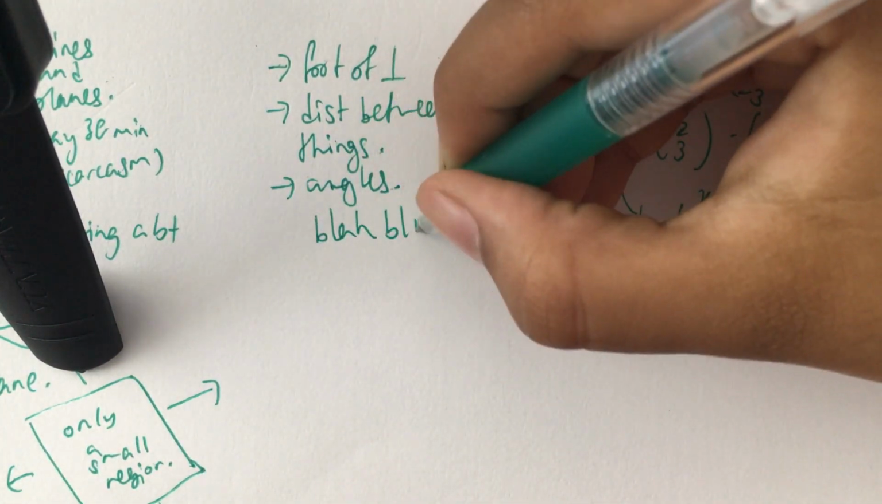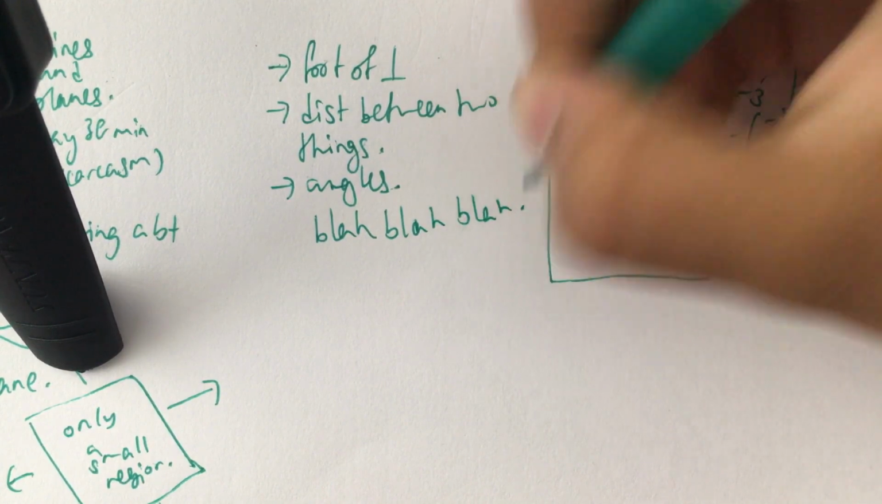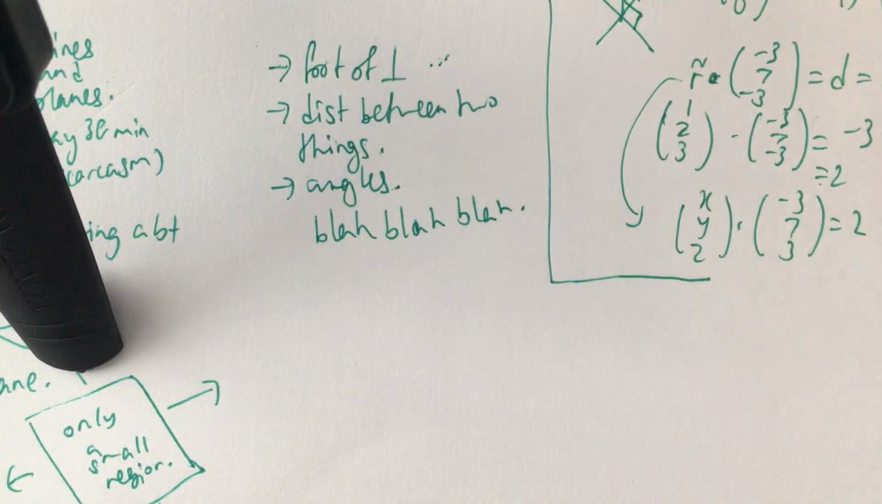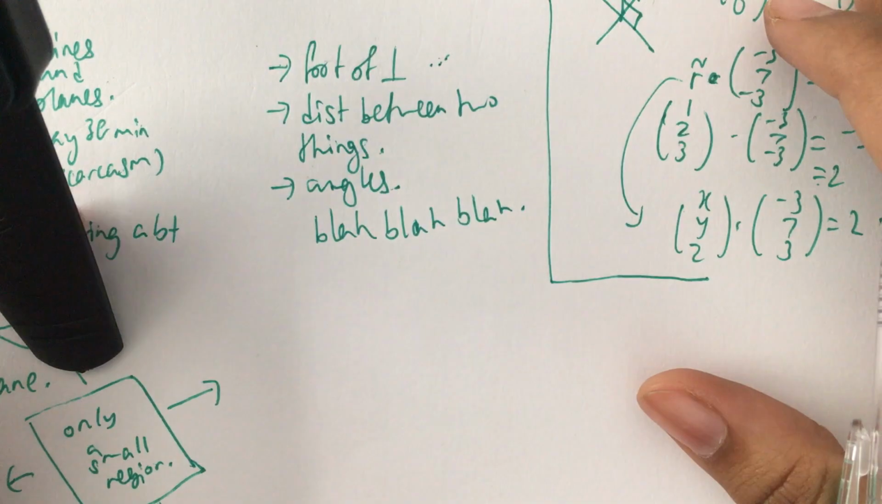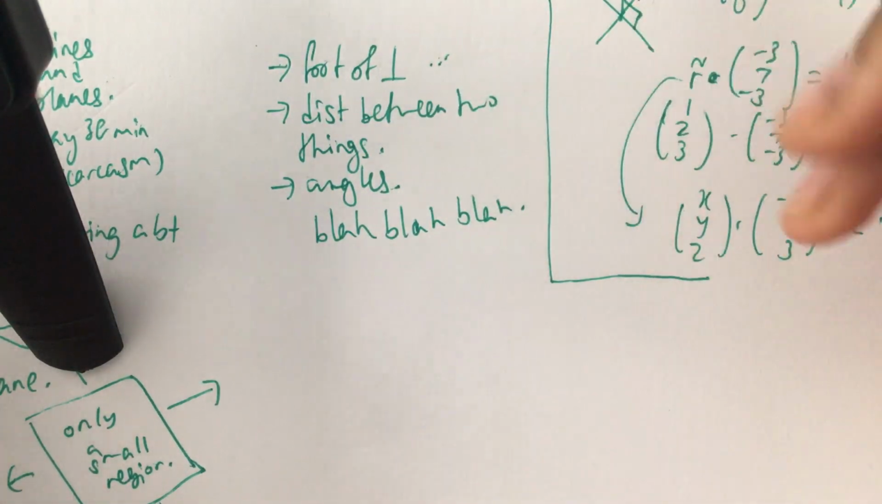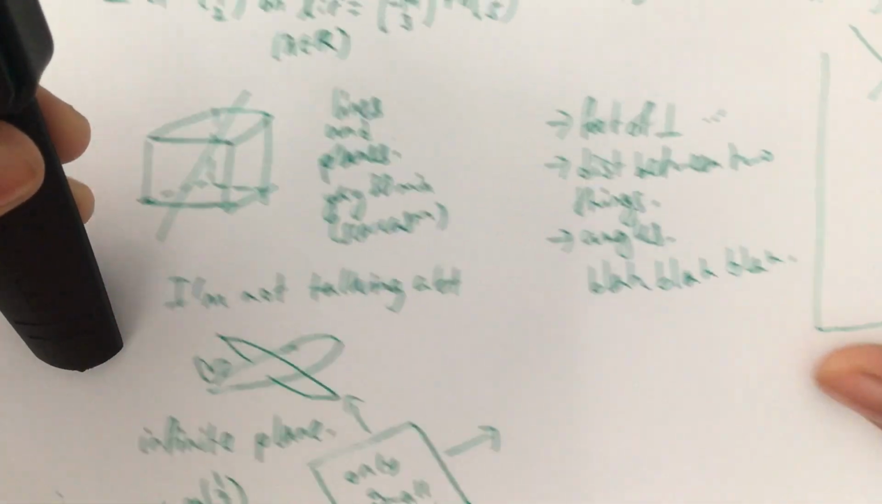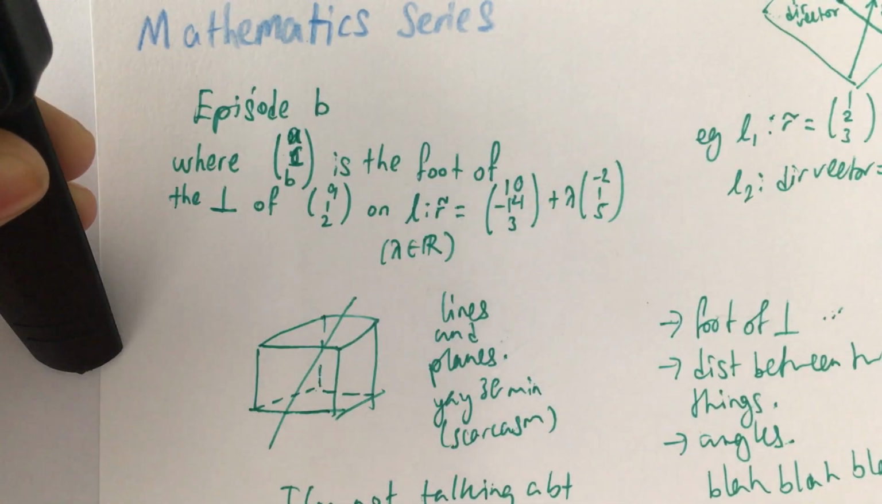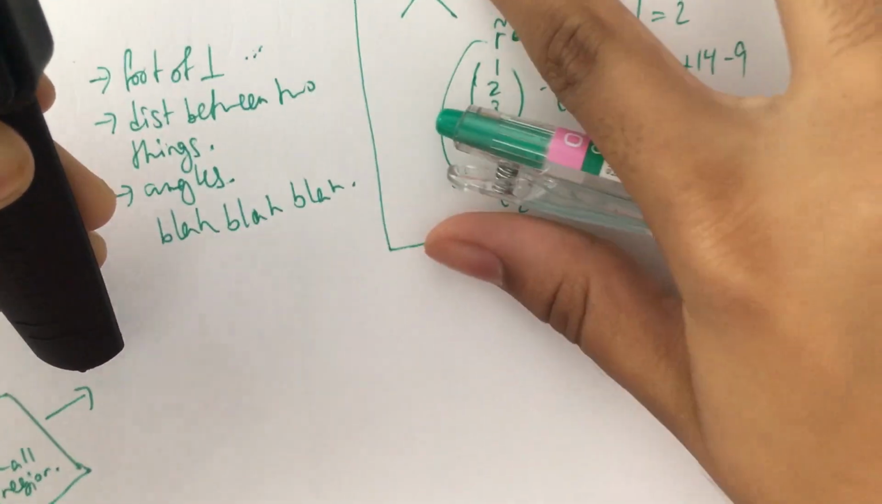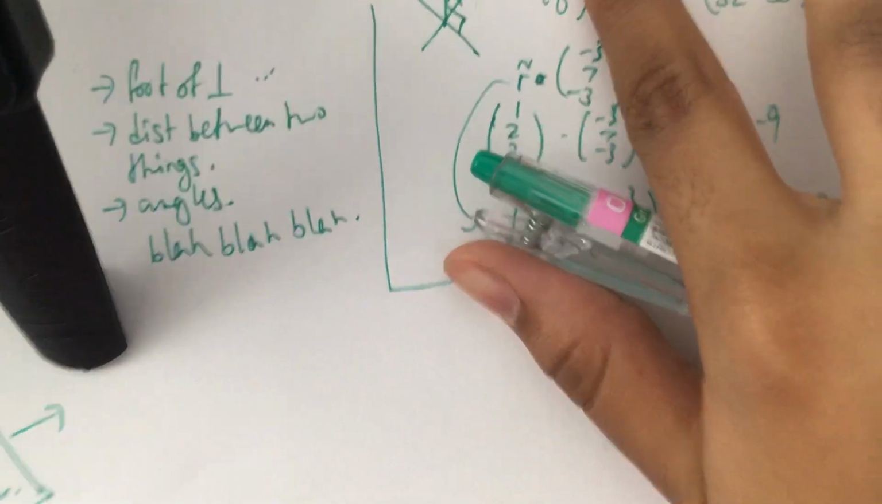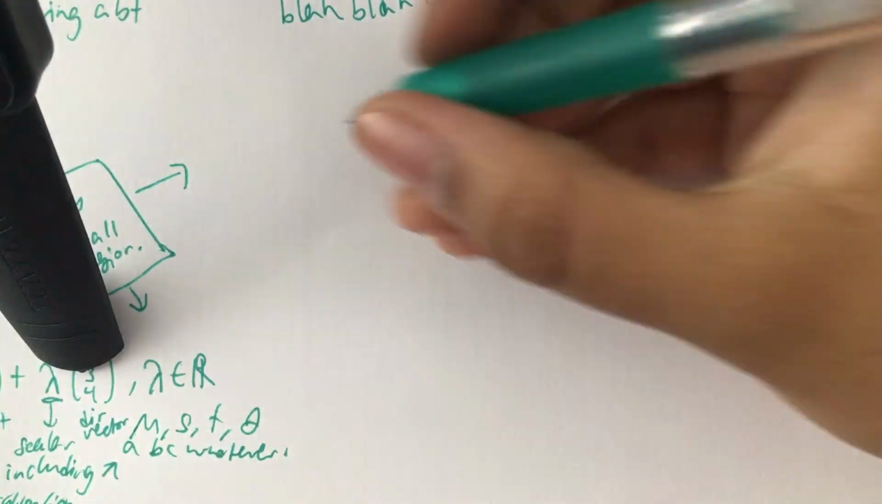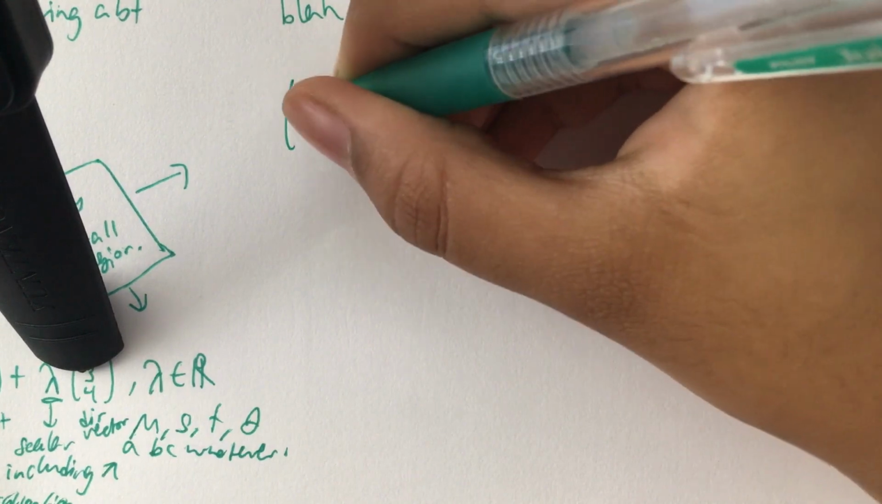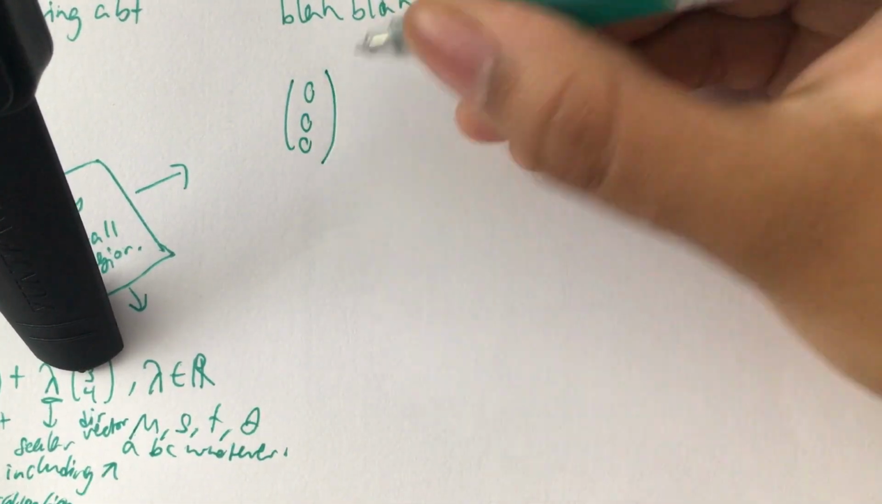So the first one: finding the foot of the perpendicular and the distance from a point to a line or to a plane. Basically, you have a point. Let's say we use the origin, and you want to find the perpendicular. You have this perpendicular line from the origin to a particular line or to a particular plane.